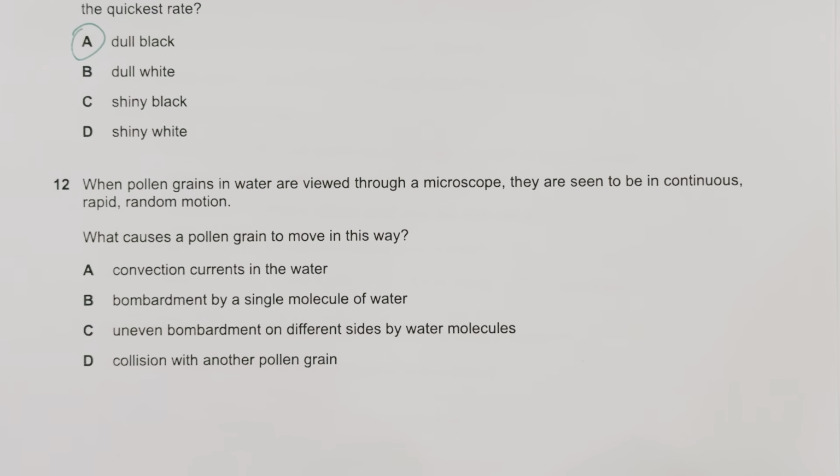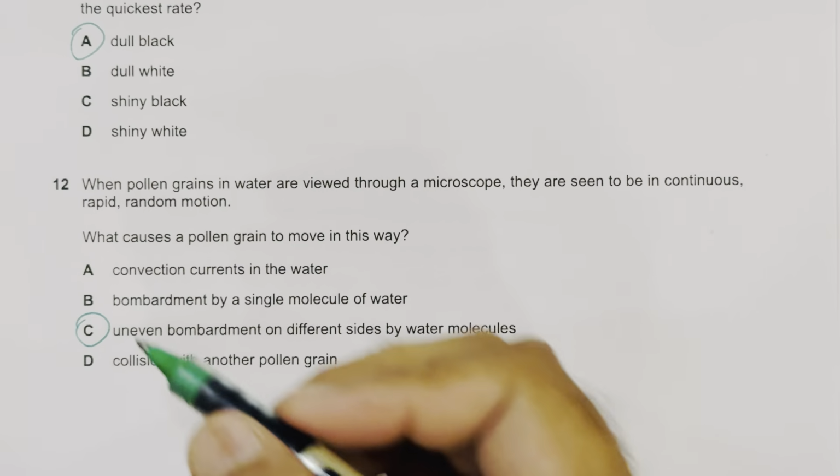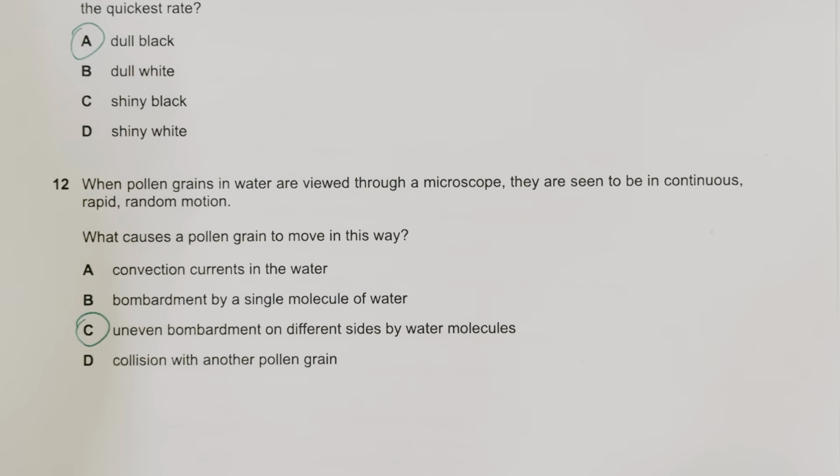Moving to question number 12. When pollen grains in water are viewed through a microscope, they are seen to be in continuous rapid random motion. What causes a pollen grain to move in this way? We know that a pollen grain moves due to uneven bombardment on different sides by the water molecules. Option C is correct, explaining the Brownian motion in the right way.